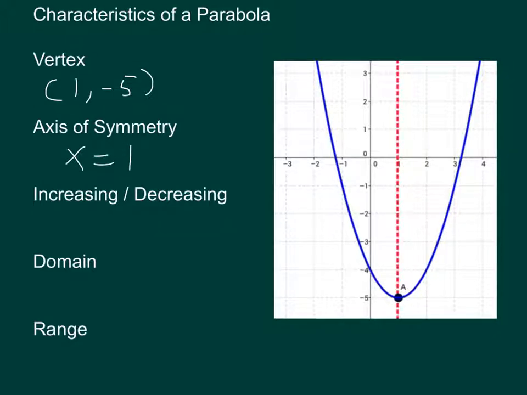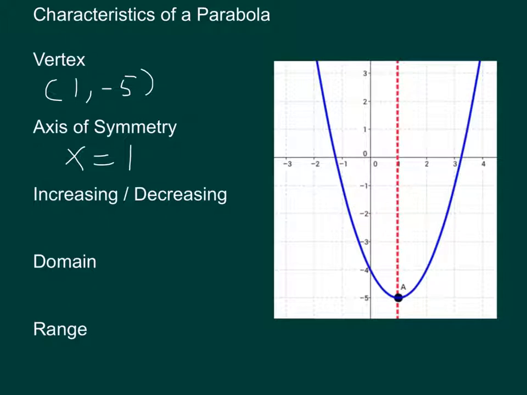All vertical lines have equations of this form where x equals a number, and it happens to be the number that is the x-coordinate of the vertex. It's the vertical line that passes through the vertex and serves as a mirror to reflect each side of the parabola. Now the parabola, unlike a line, does not have a constant rate of change.